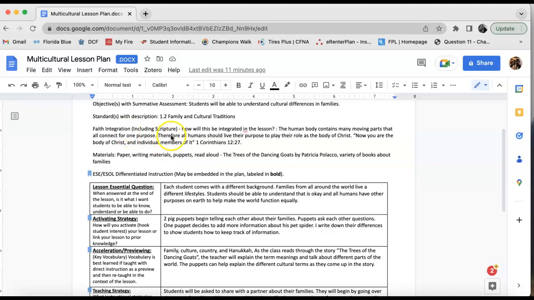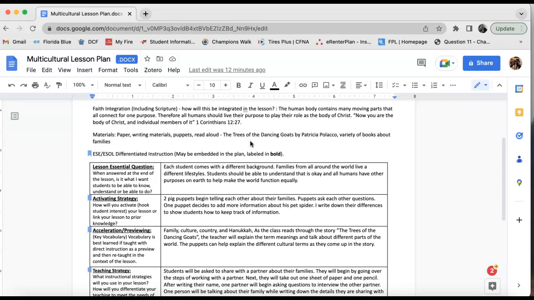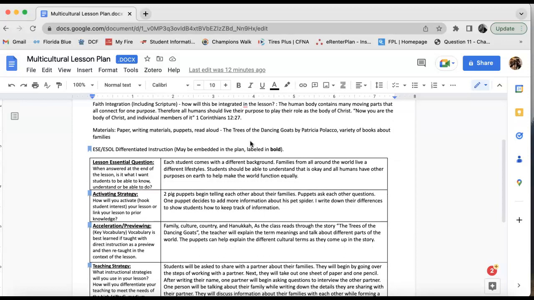For faith integration, the human body contains many moving parts that all connect for one purpose. So all humans should be able to live out their purpose and play their role as the body of Christ. And for the scripture I chose 1 Corinthians 12:27, and it says, "Now you are the body of Christ and individual members of it."